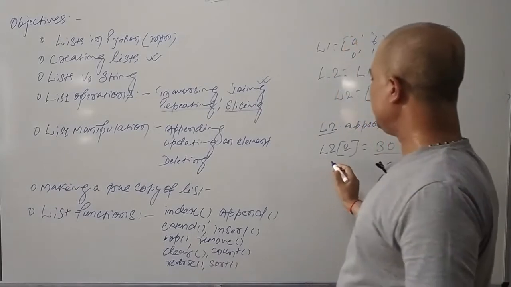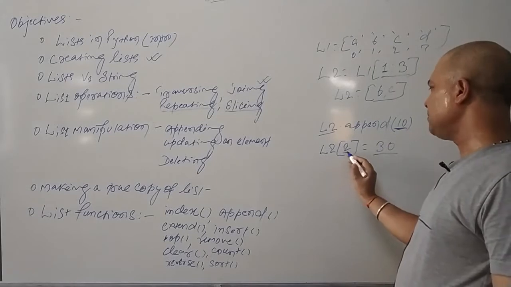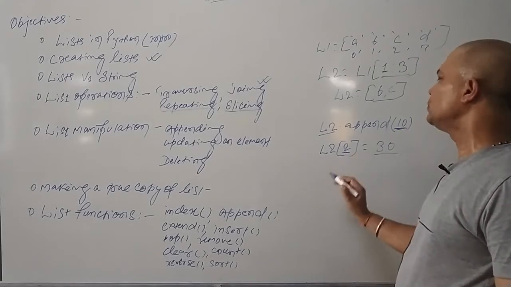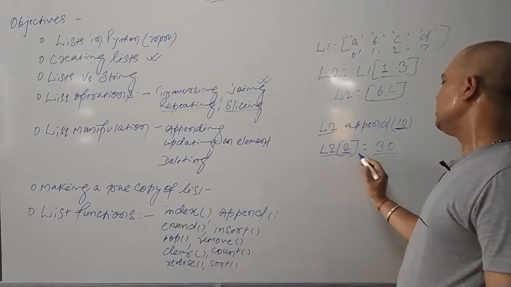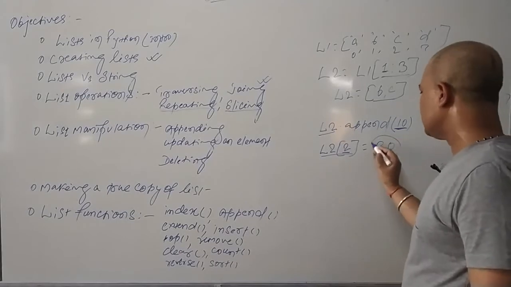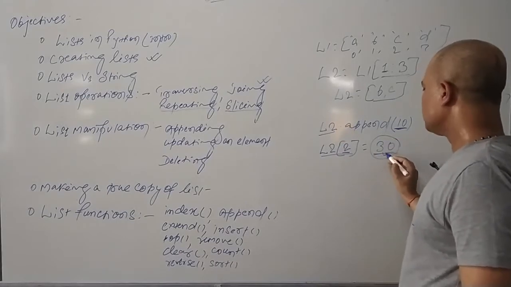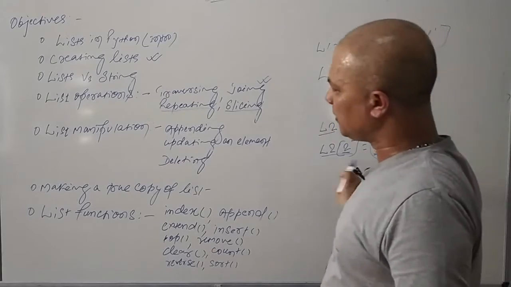This will simply update. It means the second element or third element, since it is 0, 1, 2, the third element of L2 will be updated with 30, whatever was the old value. It will be now 30. So this is how to update an element.